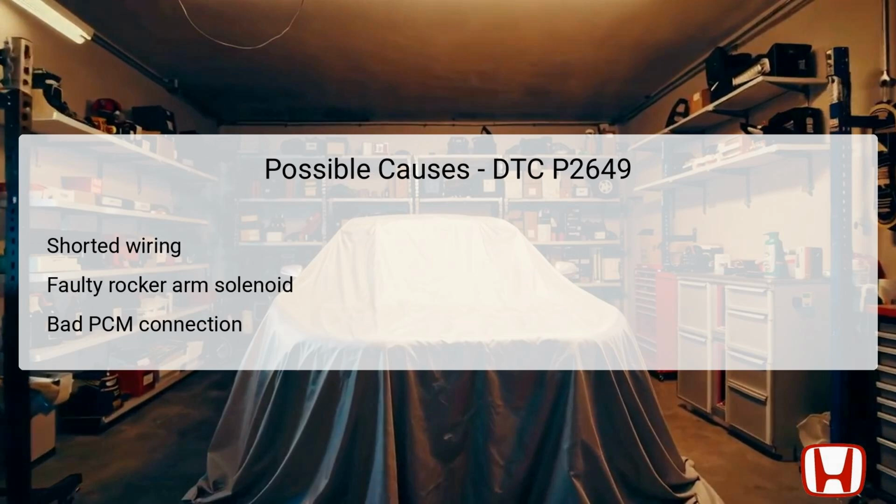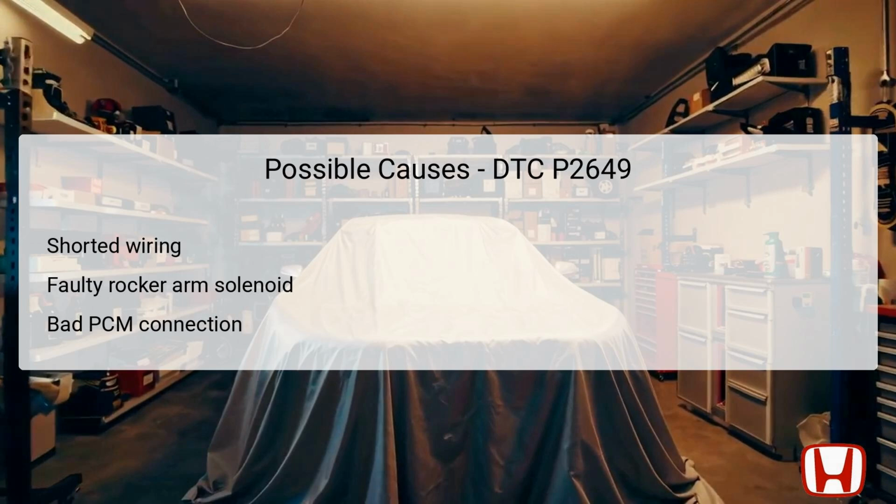Several factors can lead to DTC P2649, primarily focusing on wiring integrity and component functionality. A shorted wiring condition can cause excessive voltage to reach the rocker arm oil control solenoid, resulting in the high voltage error. Alternatively, the rocker arm oil control solenoid itself may be faulty or internally damaged, leading to incorrect resistance readings.